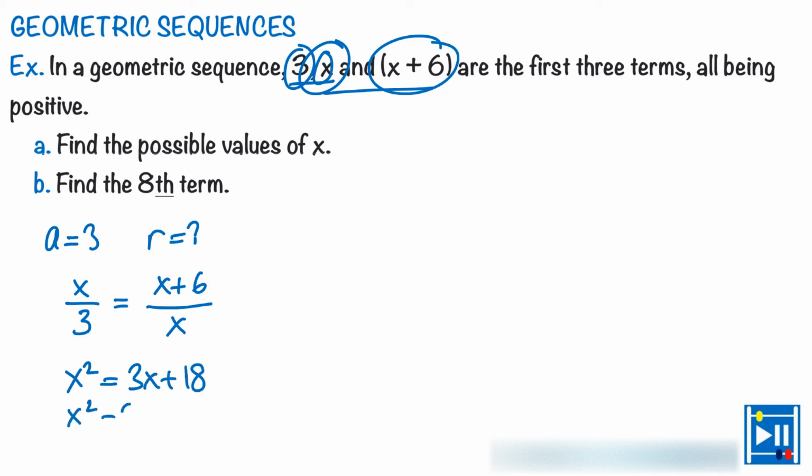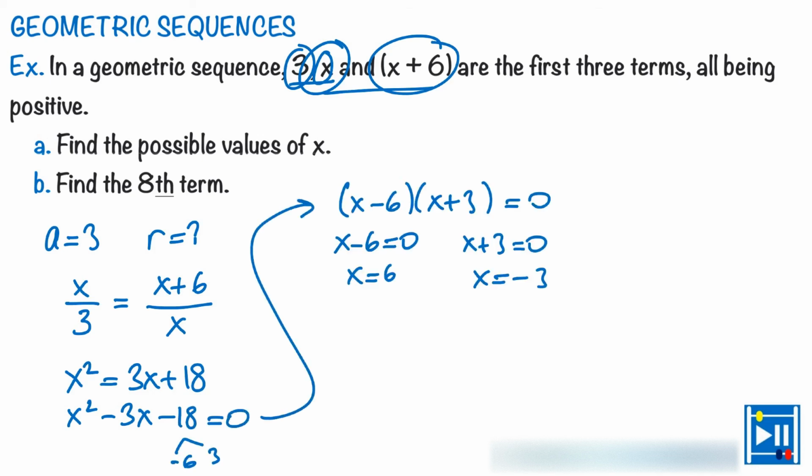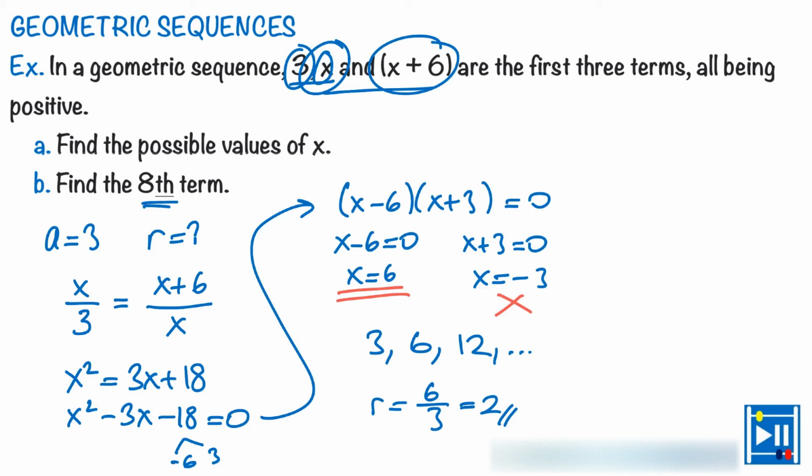So this will give me a quadratic equation to solve, which I'll get x to be 6 and minus 3. Now, just because the terms are all positive, I shouldn't be choosing this. I should be choosing this x value. And then the sequence will become 3, 6, and 6 plus 6, 12, and so on, right? And then from here, I can calculate the common ratio being 6 over 3, which is 2.